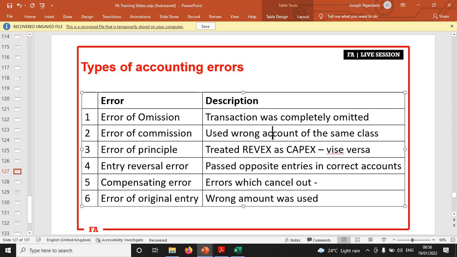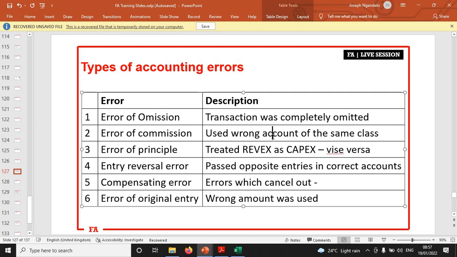Allow me to proceed. What's the next one? Error of what? Commission. What is happening there? We use the what? The wrong account of the same class. For instance, you pay for electricity and you decide to debit the water utility account. That's an error of commission. It is an error resulting from what you did. Error of commission.